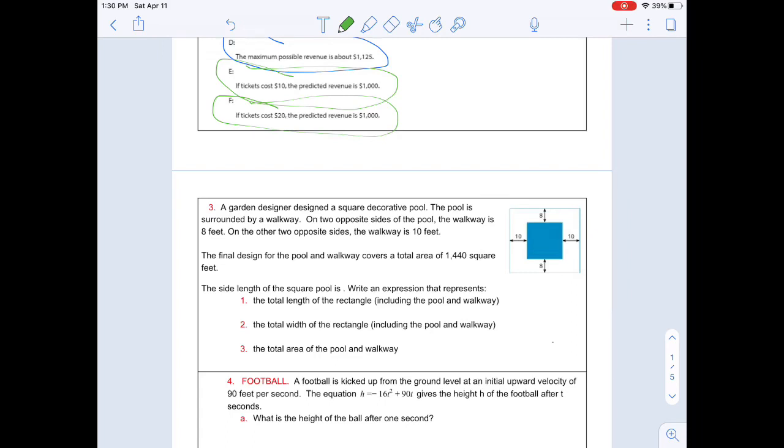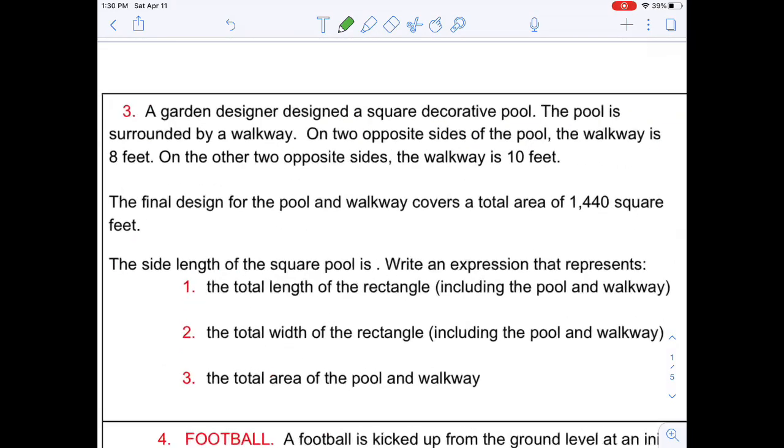A garden designer designed a square decorative pool. The pool is surrounded by a walkway. On 2 opposite sides of the pool, the walkway is 8 feet. On the other 2 opposite sides, the walkway is 10 feet. The final design for the pool and walkway covers a total area of 1,440 square feet.